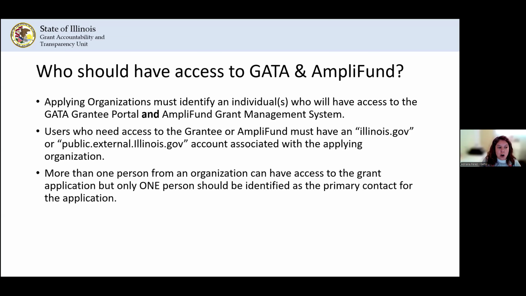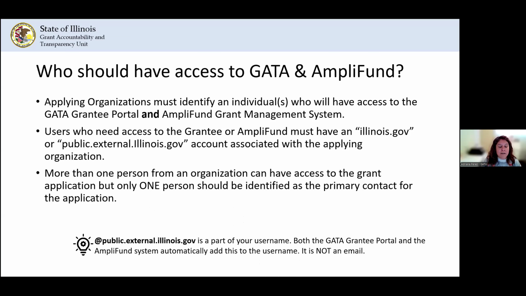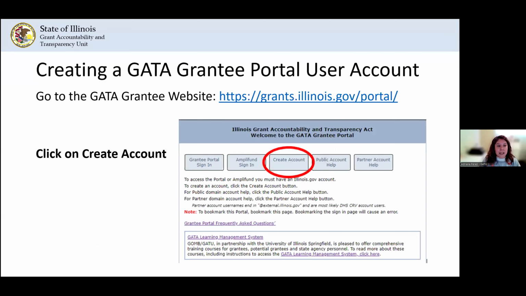So one of them is always making sure that you do have a public.external.illinois.gov username. Remember that part, it sometimes is a little bit confusing because of that at public. Many people think that you are receiving an email, and that is not correct. This is part of an extension where it allows you to have access to one or both of the systems. So it is not an email, but you want to make sure that you use the email that is associated with the organization that you're applying for or on behalf of.